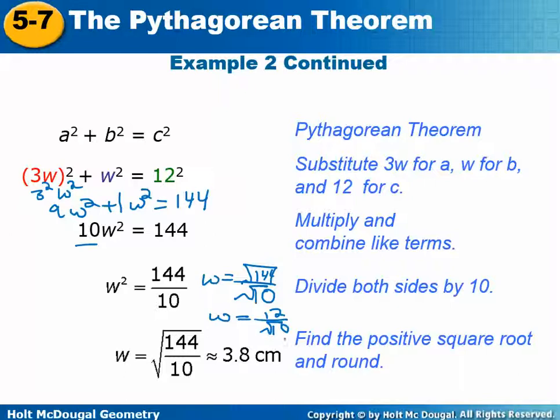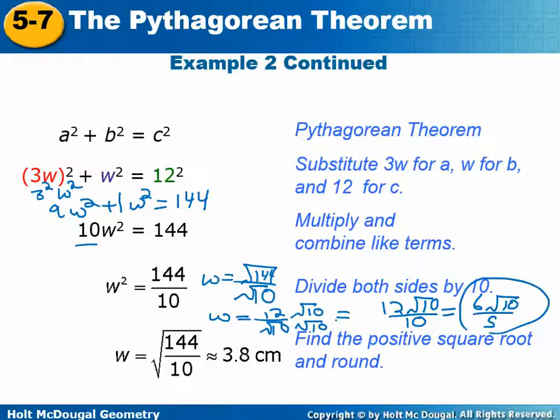But we can't leave a square root in the denominator, so then we multiply top and bottom by that square root to get w equals 12 square root of 10 divided by 10, because square root of 10 times square root of 10 is 10. That simplifies, divide top and bottom by 2. You don't divide the number inside the square root, just these two numbers, the 12 and the 10. So 6 square root of 10 over 5. This would be the exact simplified form.